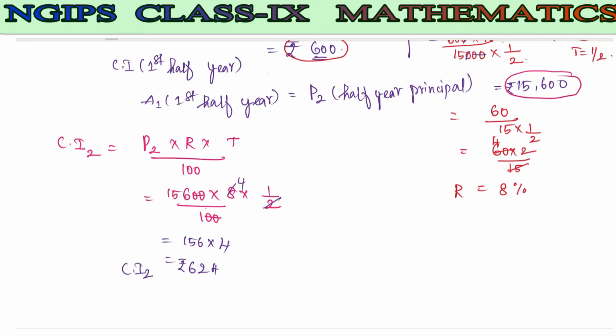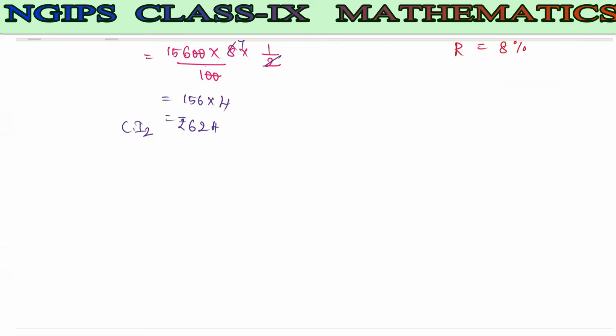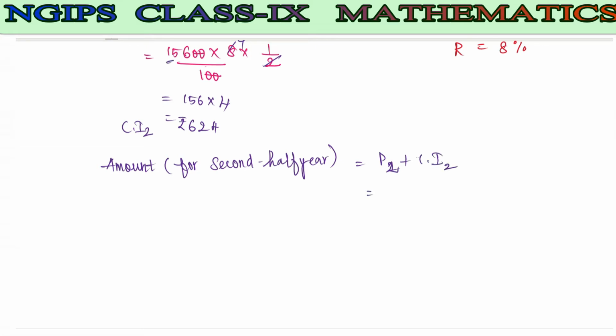Now we need to calculate the third half year amount. So the second half year amount is equal to the second half year principal plus the second half year compound interest. Second half year principal is 15,600 plus we have 624, 16,224 rupees. So this is the second half year amount.